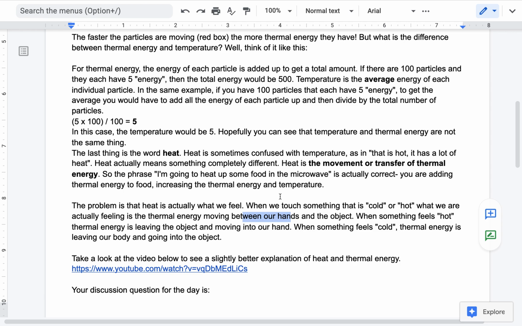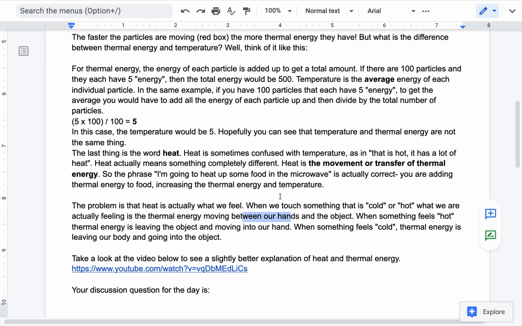Now, when something feels cold, the opposite is happening. Thermal energy is leaving our body and going into the object. Again, we're feeling the movement of thermal energy from one thing to another. In this case, our body is warmer than the object, so thermal energy is leaving us and going into the object.